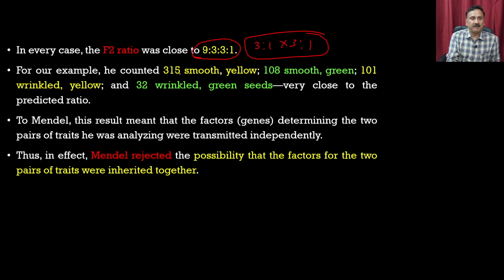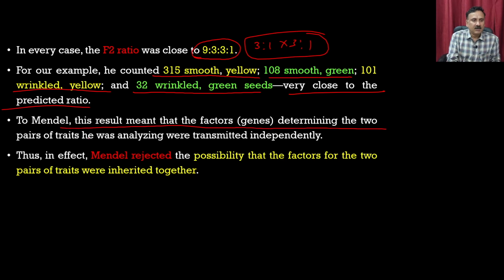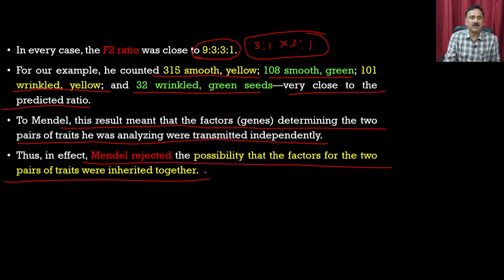So, for example, he counted 315 smooth yellow, 108 smooth green, 101 wrinkled yellow, and 32 wrinkled green, which is very close to the predicted ratio. So for Mendel, this result means that the factors determining the two pairs of traits are transmitted independently. Thus, in fact, Mendel rejected the possibility that the factors for the two pairs of traits were inherited together. So this is all about Mendel's law, right?